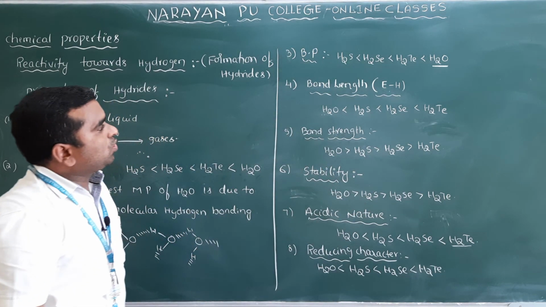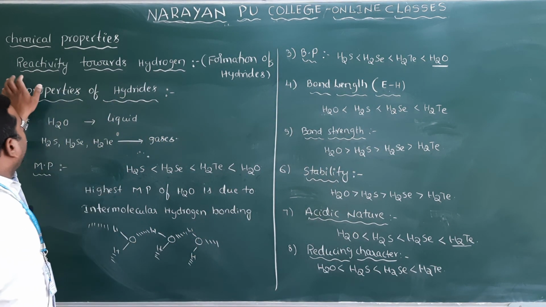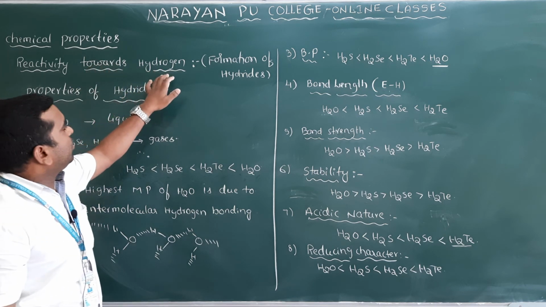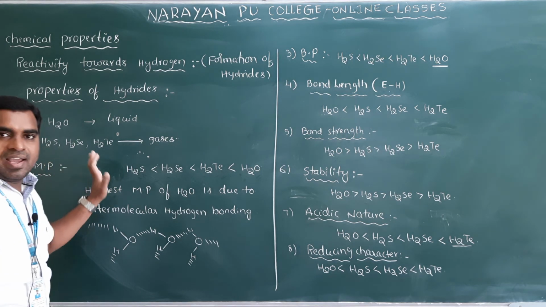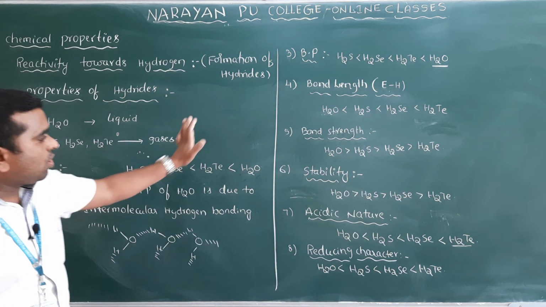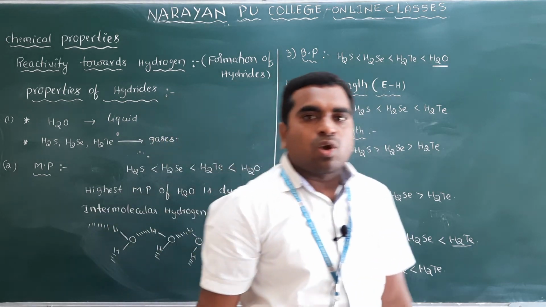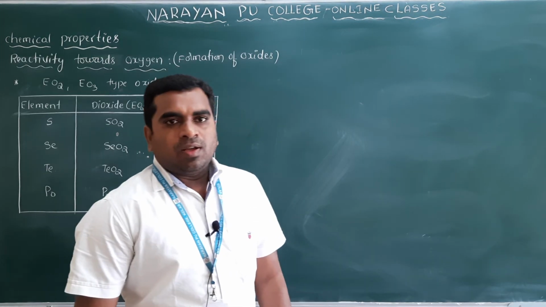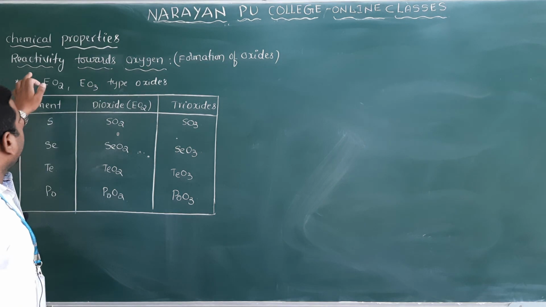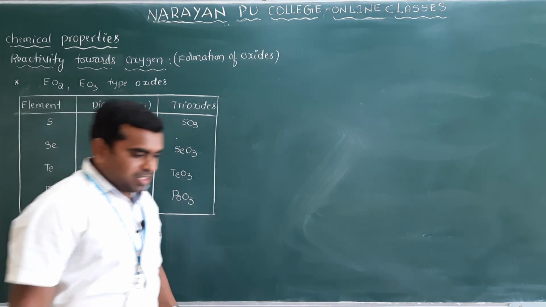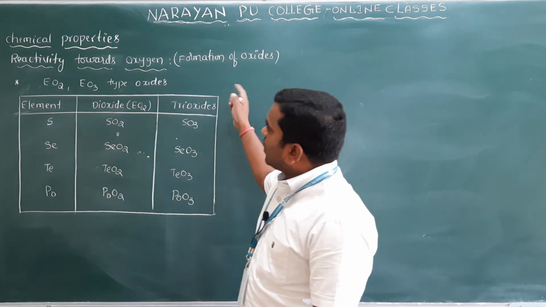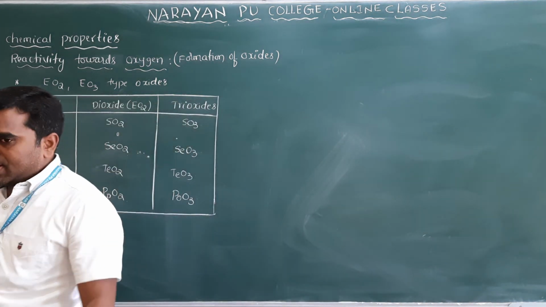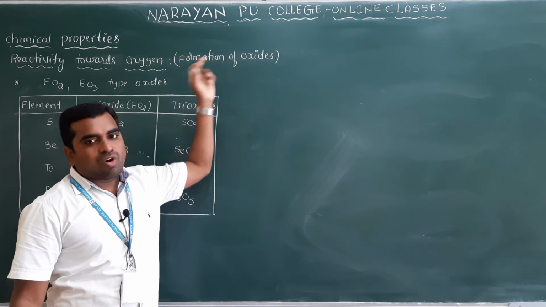So these are about the reactivity towards hydrogen. Clear? First, bond angle also we have written; the bond angle order I have written previously. Clear? So these are all very important for competitive examinations. Next one is reactivity towards oxygen. Reactivity towards hydrogen we have completed, the formation of hydrides. And now reactivity towards oxygen, which we call the formation of oxides.